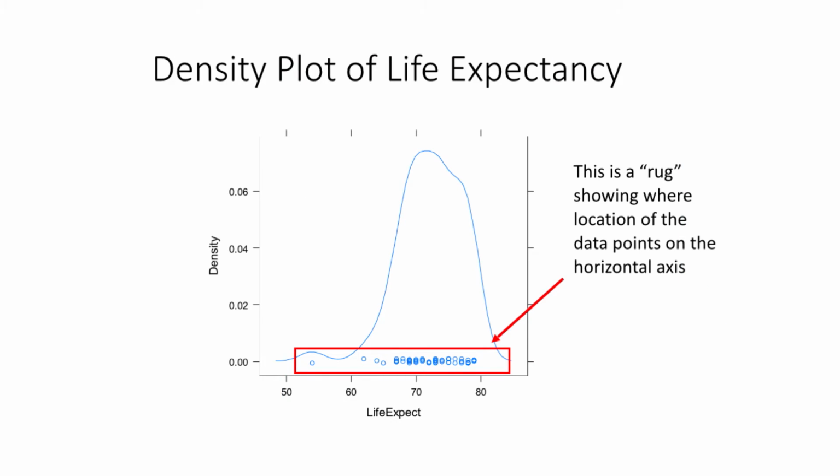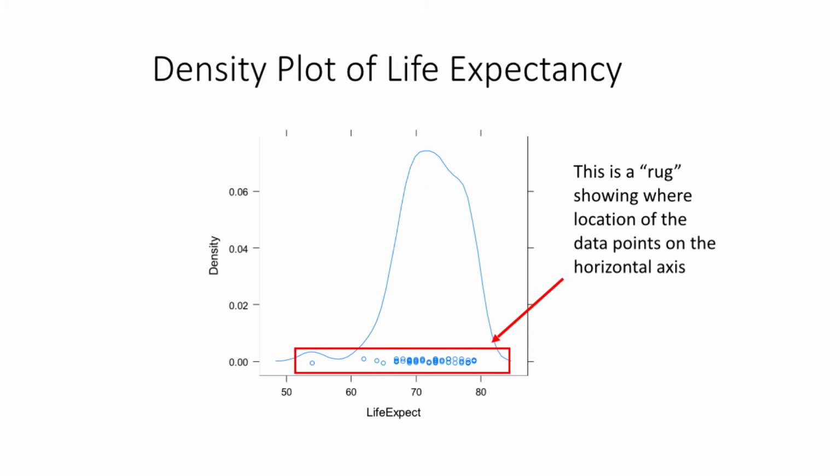This rug shows all the actual observations, and the points are jittered randomly on the vertical axis to avoid overplotting, the overlaying of data points. And that rug gives you an idea of where the data points are concentrated. So you can see that there are a lot of data points around that big hump, but there aren't very many observations in that tail. And that tail really only has one observation, and that's Haiti.